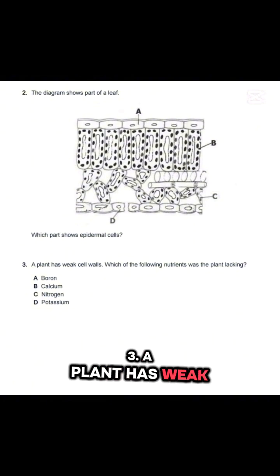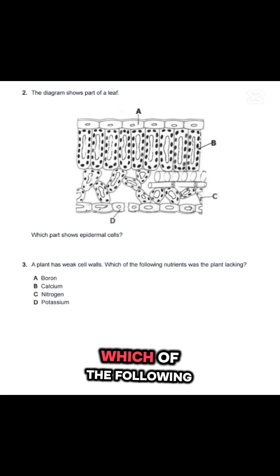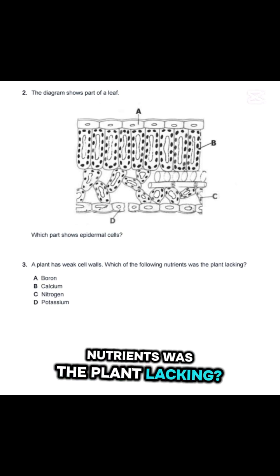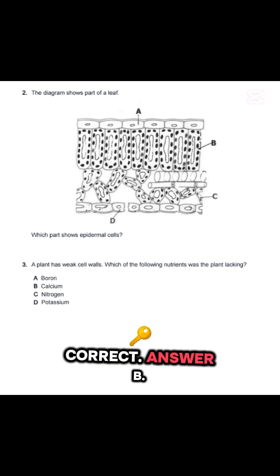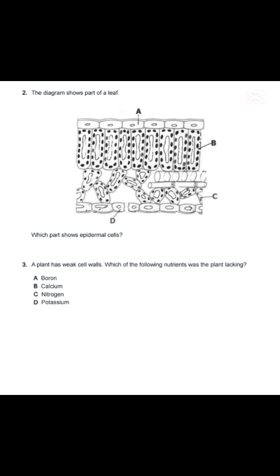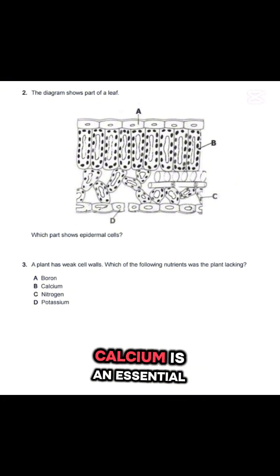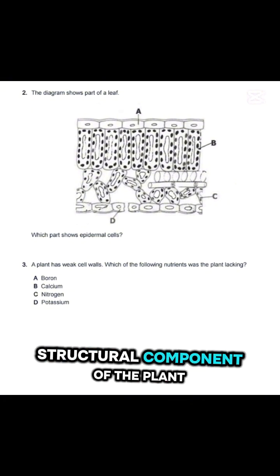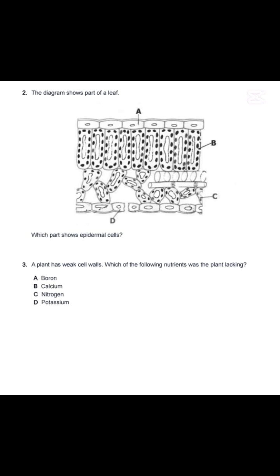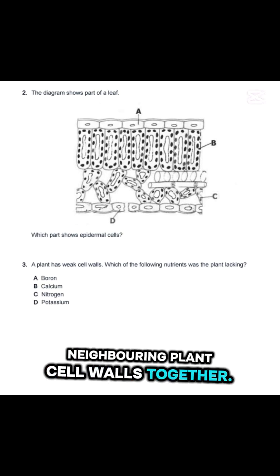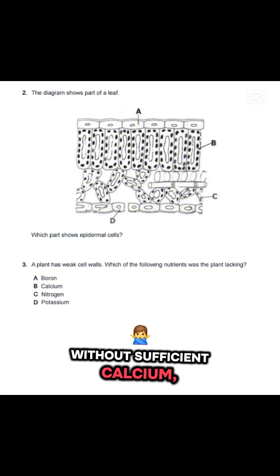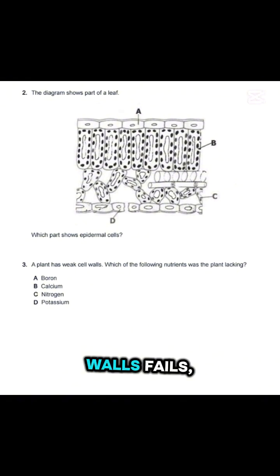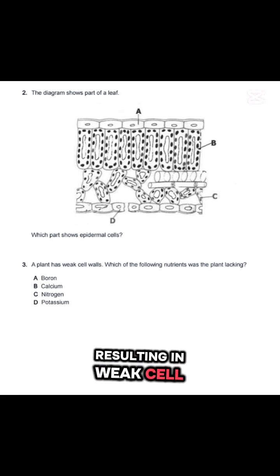3. A plant has weak cell walls. Which of the following nutrients was the plant lacking? Correct answer, B, calcium. Explanation and reasoning: calcium is an essential structural component of the plant cell wall. It forms calcium pectate, which makes up the middle lamella, the glue that holds neighboring plant cell walls together. Without sufficient calcium, the structural integrity of the walls fails, resulting in weak cell walls and fragile tissues.